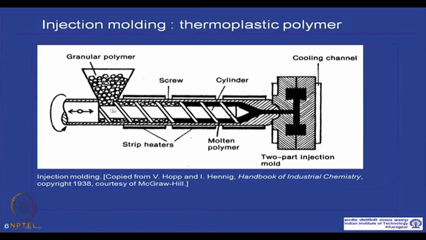There are screws. It basically melts and mixes the polymer with the additives here, and the screw, by rotating, takes it forward. There is a cylinder somewhere here which pushes the mixed polymer melt into the mold, and once molding is done, it is cooled and the part is ejected from the mold.